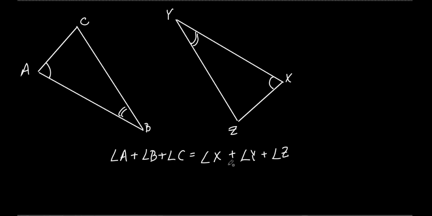Any two triangles, the sum of the angles of this triangle is always going to equal the sum of the angles of this triangle, because the sum of the angles of any triangle always equals what? 180 degrees. You with me? Okay, so you agree that's true? But there's something special about this.